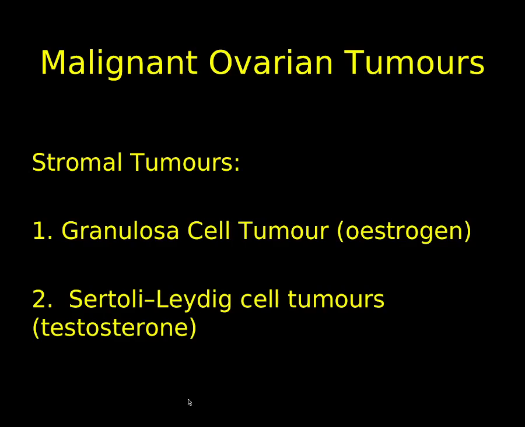So a patient who has postmenopausal bleeding, you might be scanning them looking for an endometrial carcinoma, but in fact the cause might be a granulosa cell tumour. They're generally relatively low-grade tumours, and they're usually solid masses. And of course, in younger patients, they can cause virilization in premenopausal and prepubertal patients.